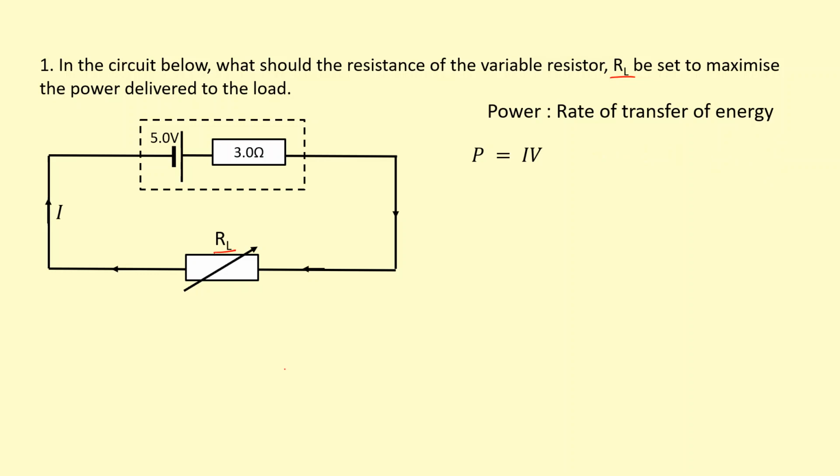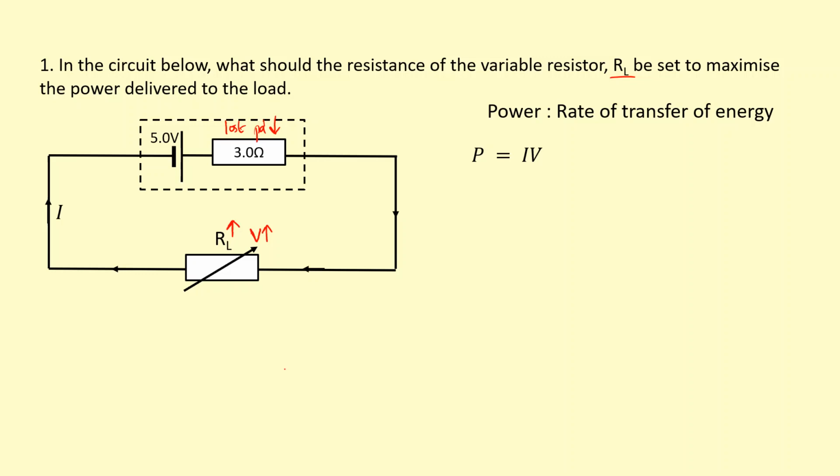So the power depends on the energy transferred per unit charge, which is the voltage, and how much charge is flowing past per unit time, which is the current. So in this circuit here, let's look at what happens if I increase the resistance. Now if I increase the resistance, the terminal voltage will go up and the lost PD will go down. So that means that we would expect the power to increase.